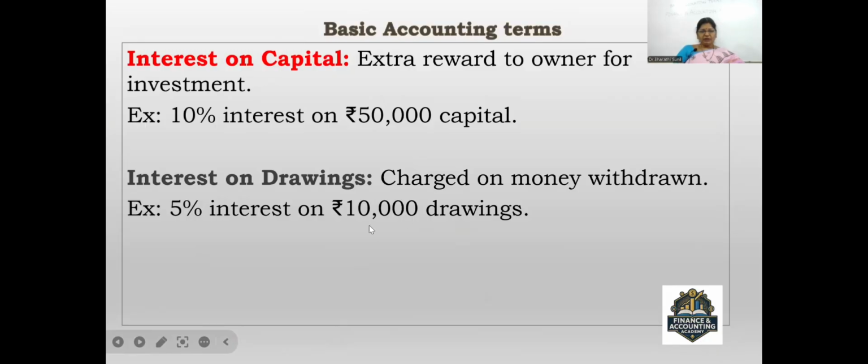How much have we withdrawn? 10,000. On 10,000, how much interest is charged? 5%. How much do you have to pay? 500 rupees. This 500 rupees is income to the business and expenditure to us.